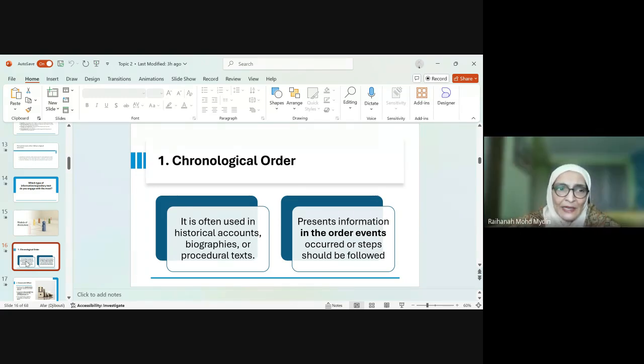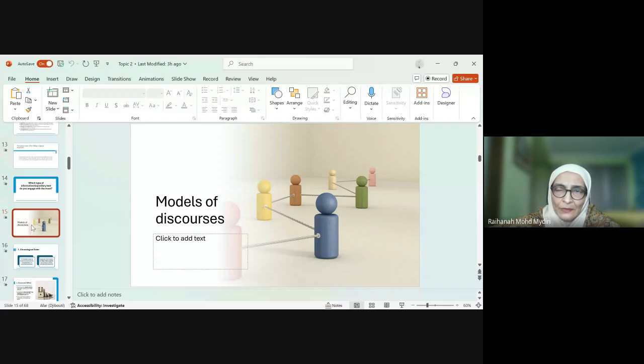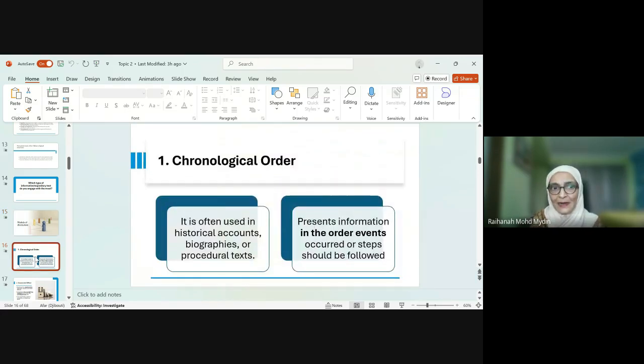So as I was saying, you look at text, the idea of text, and under the text you have different models of writing, how the writing is organized, how the ideas in the writing are organized. The first model will be chronological order. It's usually going from one event to another event to another event, a kind of chronology.